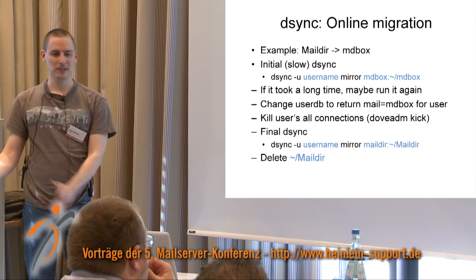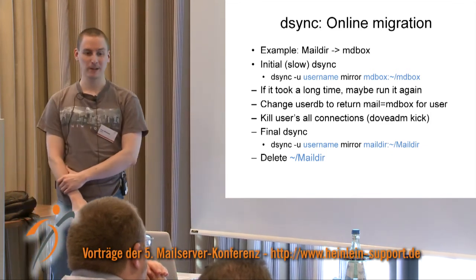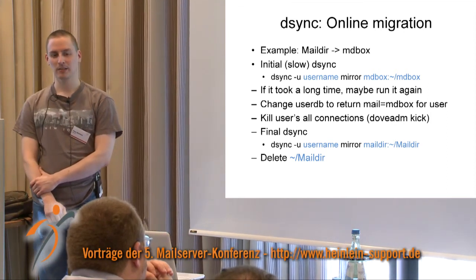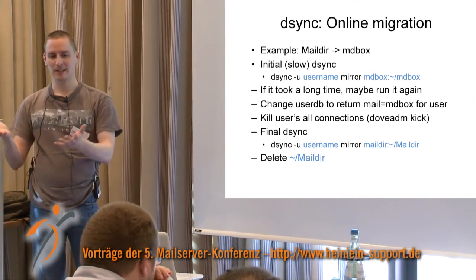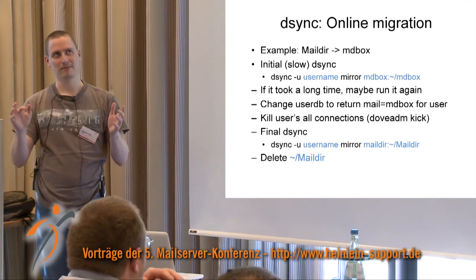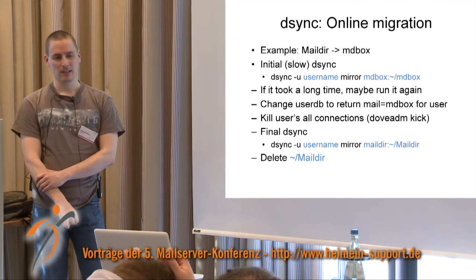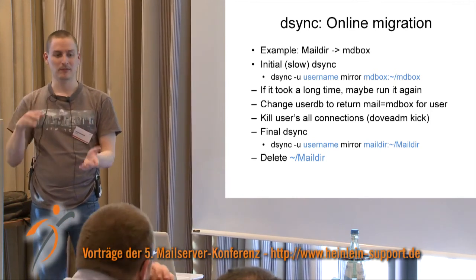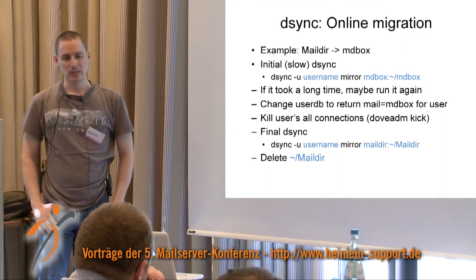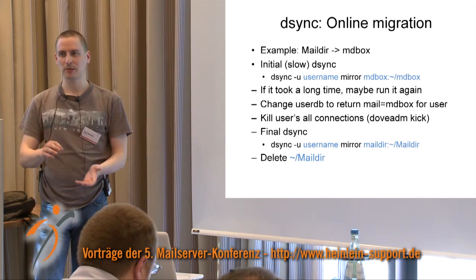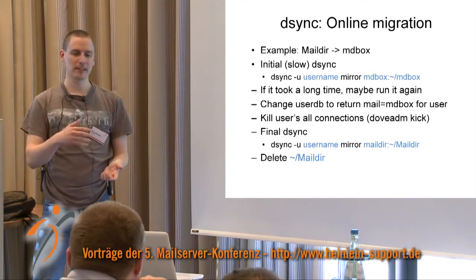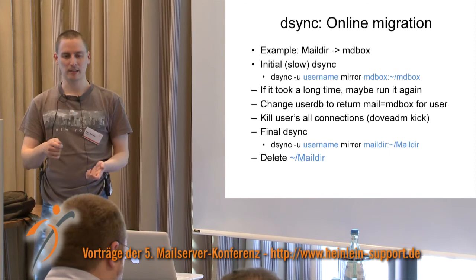So the idea is to first run dsync once, and if you have a lot of mail, it can of course take a lot of time. After that long run, maybe run it again, so most of the changes would be in the destination. After that run, you should probably do all of this in a script, so it would be fast. Then change this specific user's mailbox format from Maildir to mdbox, so that new incoming emails will go to mdbox instead of the Maildir.